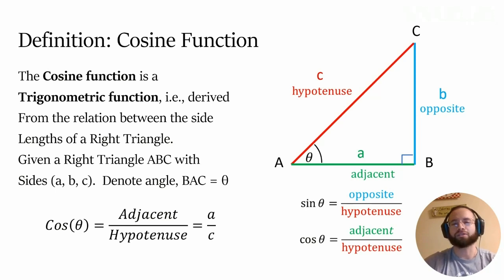Now here we have another function, sine theta, which is equal to the opposite of that angle, which is b, divided by the hypotenuse, which is c. And we have one more function, the tangent of theta, which is the opposite over the adjacent, which would be b divided by a. Now here we're mainly interested in cosine and sine functions.